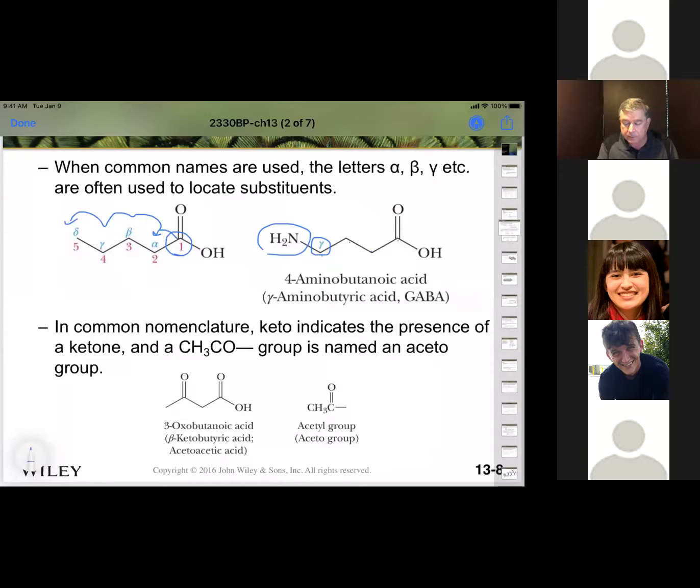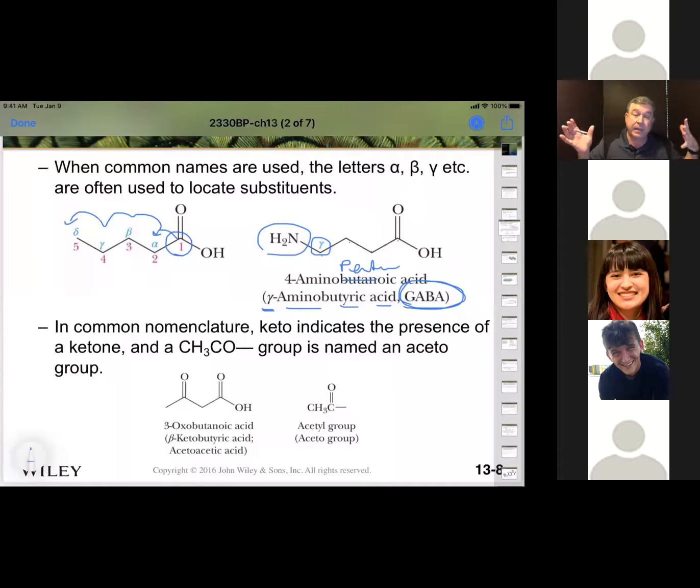This is named wrong. This is not butanoic acid. This is pentanoic acid right here. Now this is gamma amino butyric acid, or GABA. This is actually used as a sleep aid for certain types of sleeping disorders, and it can also be used as a hypnotic. So that's how we can name these using the alpha, beta, gamma.